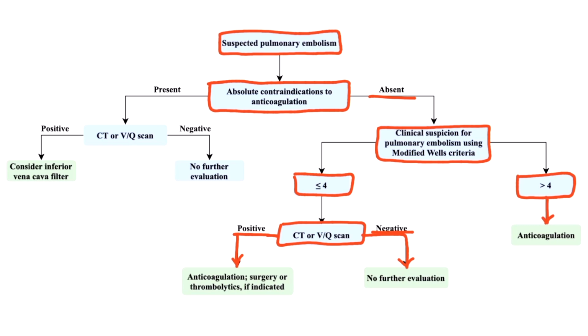Now let's move on to the other side of the algorithm. If the patient has absolute contraindications to anticoagulation, then they need a CT angiography or VQ scan before deciding further steps in management. If either of these imaging modalities show a pulmonary embolism, then one should consider an IVC filter for this patient since they cannot receive anticoagulation. If there is no pulmonary embolism present, then no further evaluation is needed. Now let's take a look at a practice question to round out the lecture.